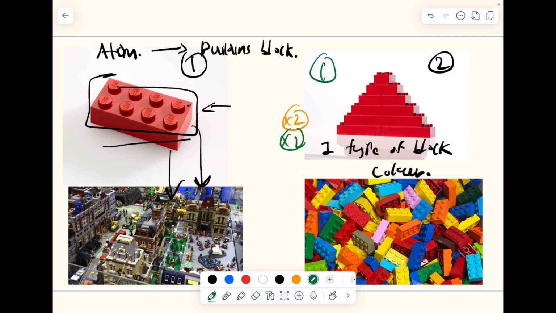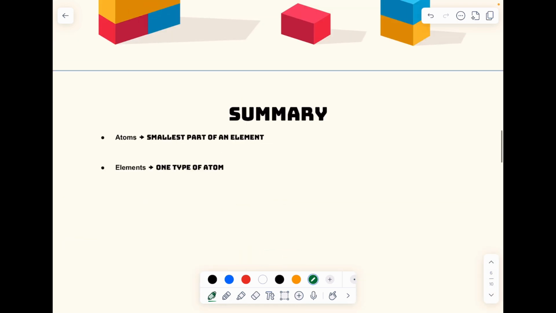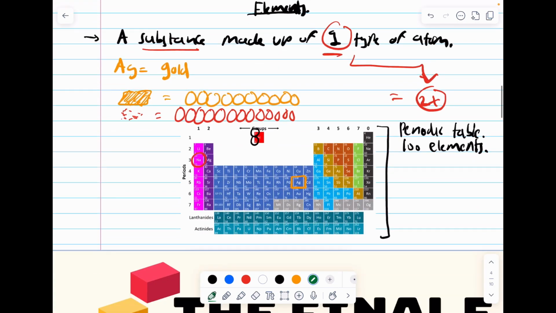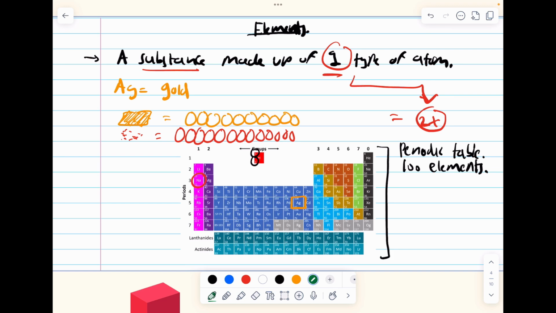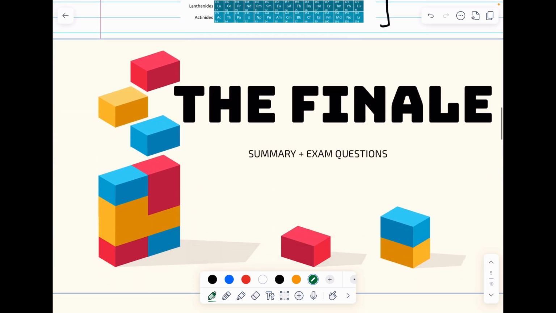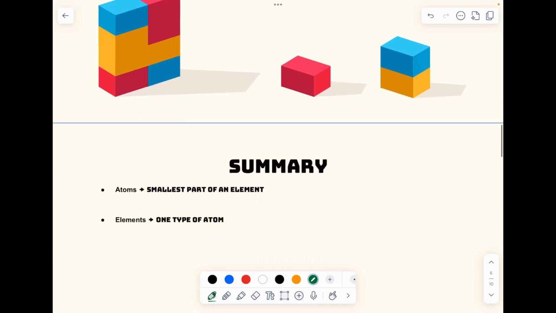Okay, so this atom, remember this atom that makes up everything, it's a building block. An element would have one type of it. Okay, all right, that's literally all you need to know for elements. And yeah, let's just do the quick finale, the summary and the exam questions.